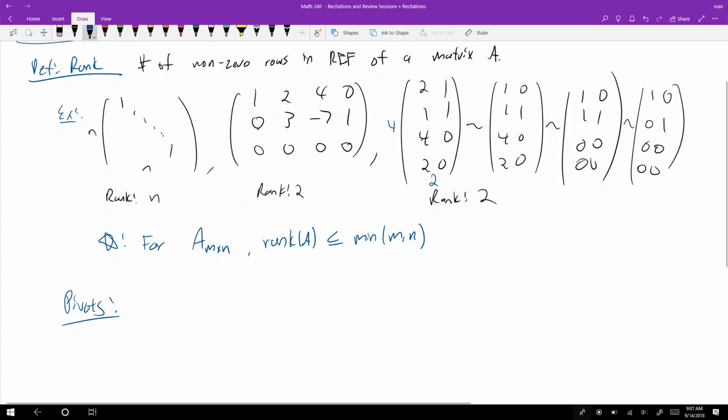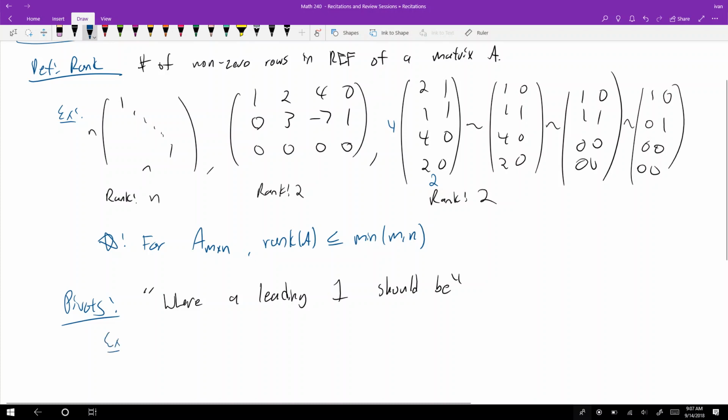I'm not sure how the book defines pivots. I probably should actually figure that out. But in any case, I define pivots as where a leading one should be.